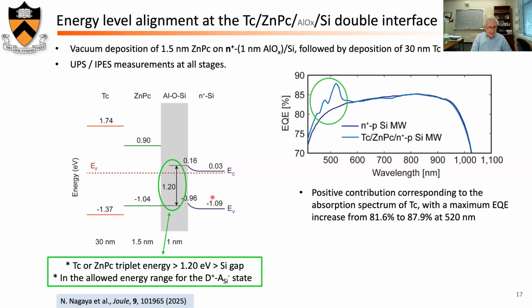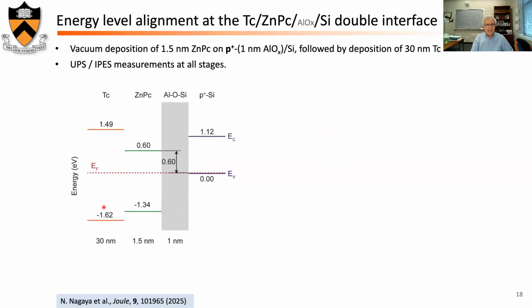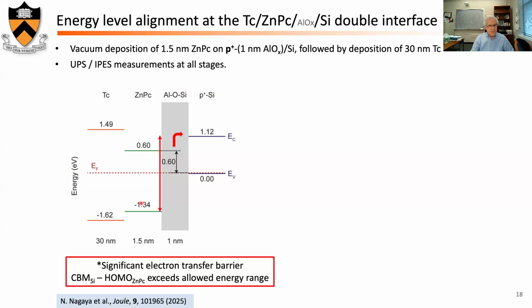Okay, so again, electronic structure of this interface, very important. Let's look now at the p-type case. So p-type case, of course, the Fermi level in the silicon is at a very different position. And when you put zinc PC and tetrazine on top, then you get a very different electronic structure. And in particular, the energy difference between the HOMO level and the conduction band of silicon is now much larger.